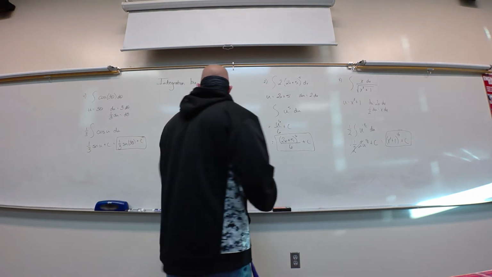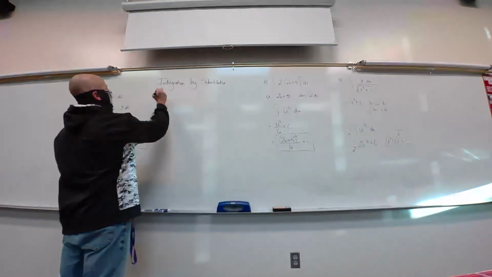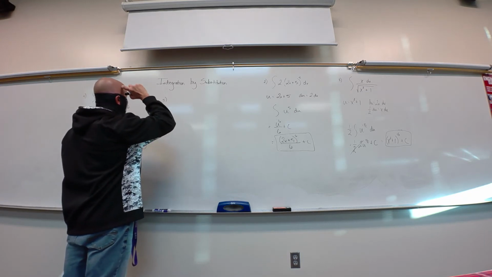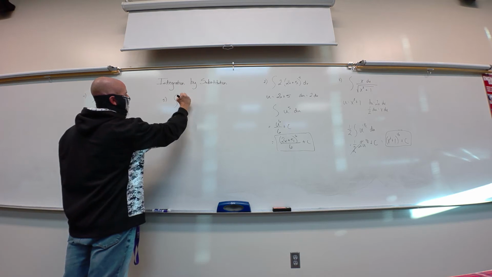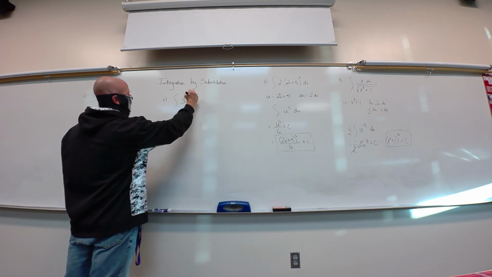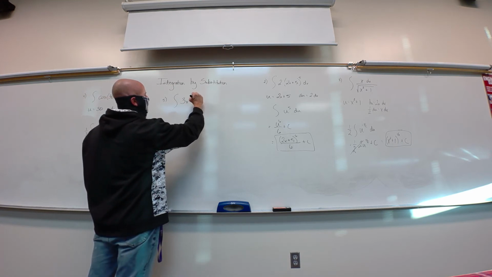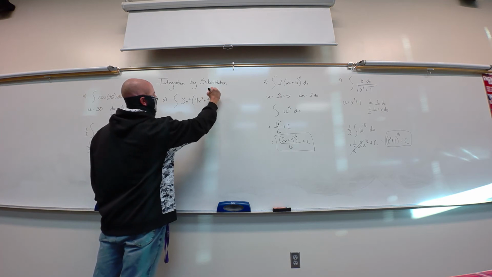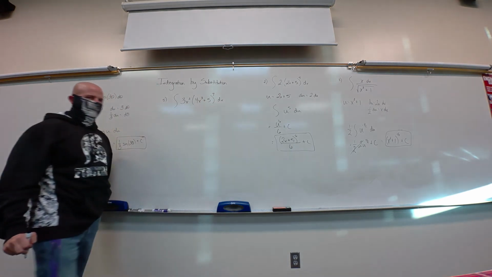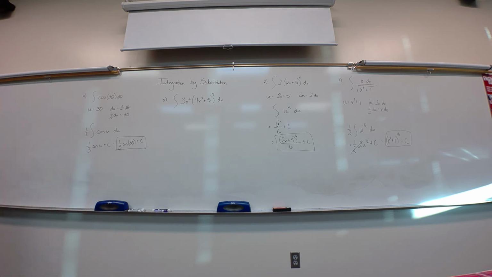Let's try a different number here. Let's go with integral 3x squared times 4x cubed plus 5 to the 7th dx. Now with that 7th power there, definitely one you don't want to multiply out.